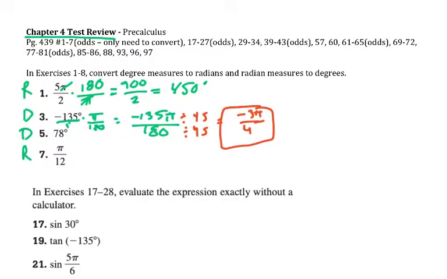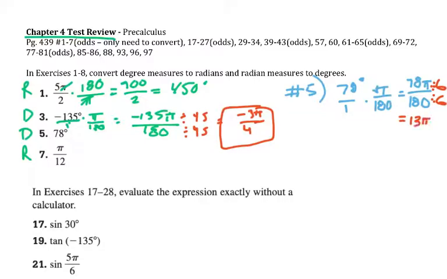Alright, and then the next one is 78 degrees. So 78 is in degrees, technically over 1. Just like the previous one, we have to multiply by pi over 180. So we're going to get 78 pi over 180. To simplify, we're going to divide the top and the bottom by 6, and we're going to end up with 13 pi over 30.